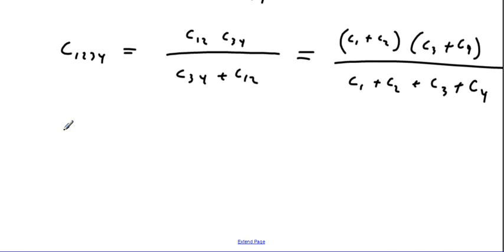Okay, so the voltage across C1,2, so that combination, is going to be 1/2 V. And the voltage across, well, it's going to be 1/2 V only if they're the same.